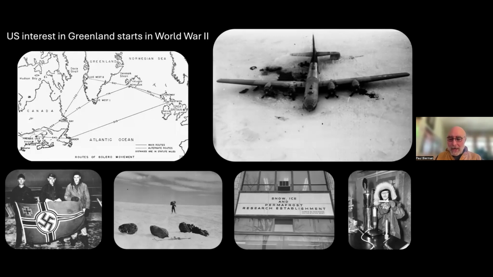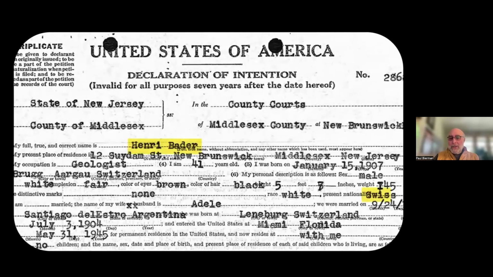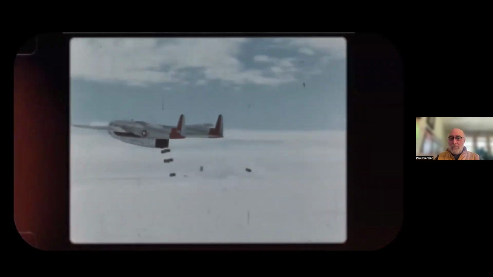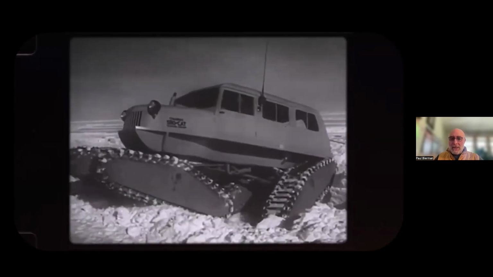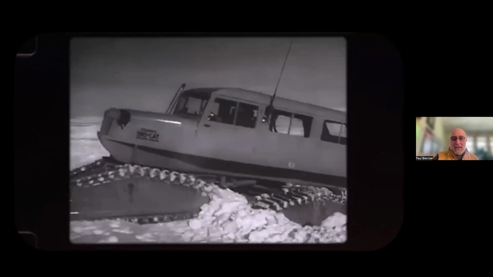Or I could flip that around and say he was an amazing politician who got the Army to pay a lot of money to do basic science to solve the problems they needed to solve. And a little bit on Bader here. This is actually his application for U.S. citizenship, but he was deeply involved in how we would move things on the ice, how we would station bases on the ice, and was the first person to advocate for deep ice coring. And that's actually Lyle Hansen pulling out a core in 1956 in Greenland.